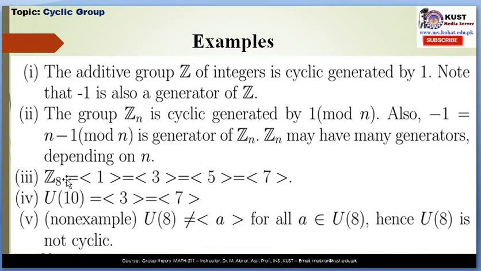For example, if we take Z8, then 1, 3, 7, 5, these are the generators of Z8. So we also note that the generator may not be unique. In this example we see there are more than 2 generators. Here is a non-example, that is U8. For example, if we take any element from U8, then it cannot generate U8, so that's why it cannot be a cyclic group.